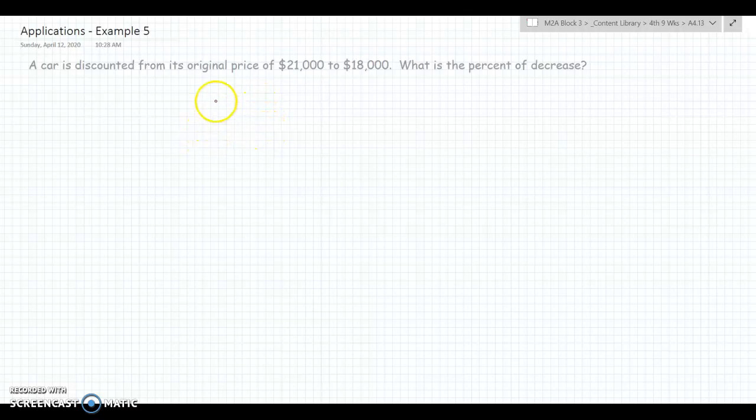So we saw in an earlier lesson that to find percent change, we need to take the difference and divide that by the original price, or the original amount. Okay? So the percent change, the difference is 21,000 minus 18,000. That's the amount of change, or the difference. And then the original amount was 21,000.